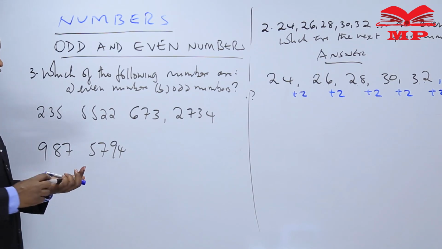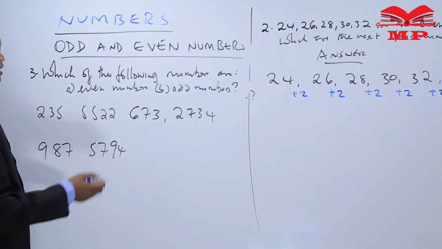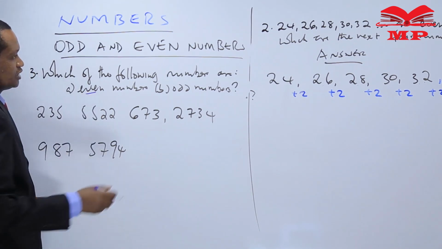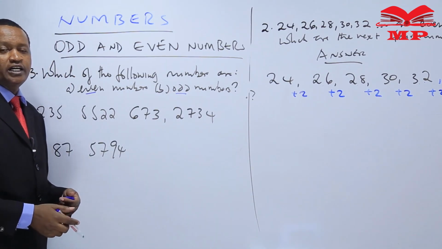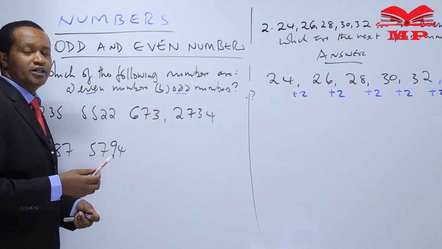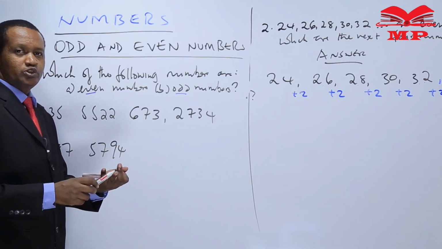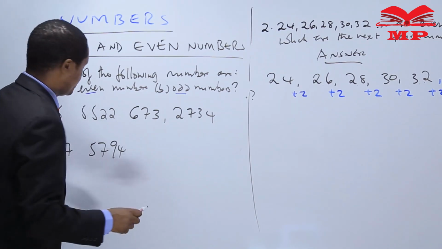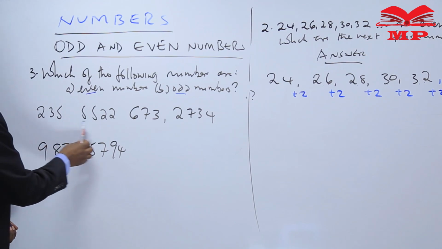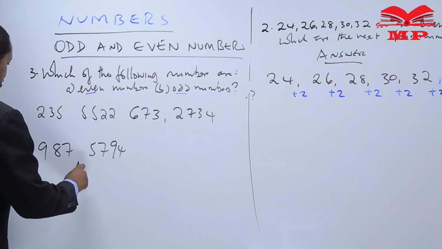So the question is, out of these numbers, which ones are even numbers and which ones are odd numbers? How do you tell an even number? An even number is a number that ends with 0 or 2 or 4 or 6 or 8. So we just come and observe these numbers. So let's answer this question. We write here answer.